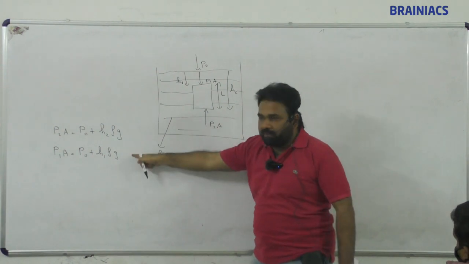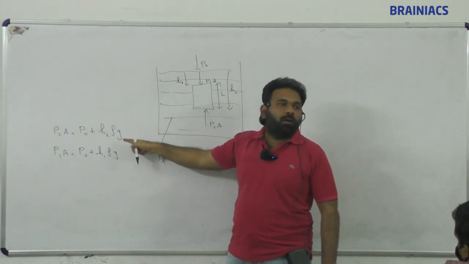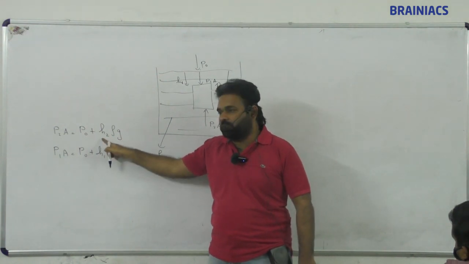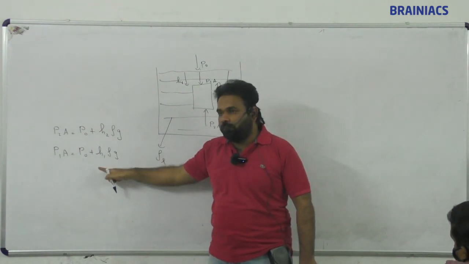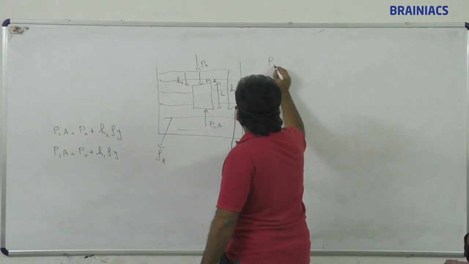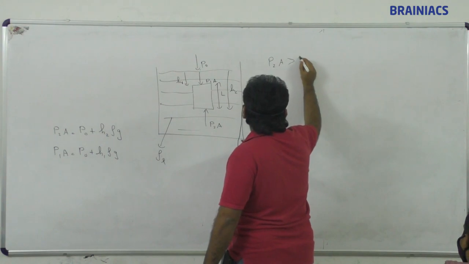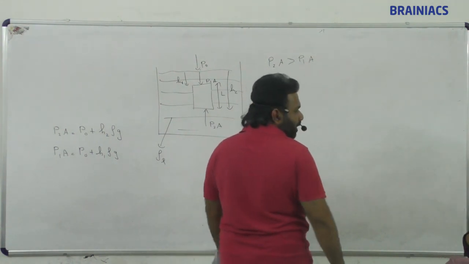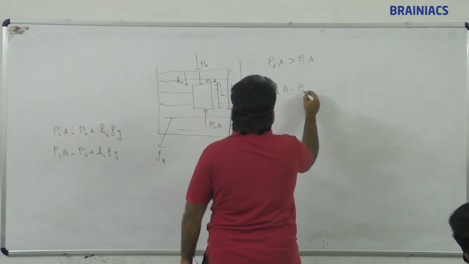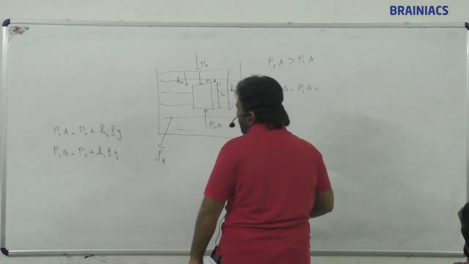P2A will be more than P1A. The only difference here is H1 and H2. Since this height is more, definitely P2A will be more than P1A. Correct? So P2A minus P1A will be how much?